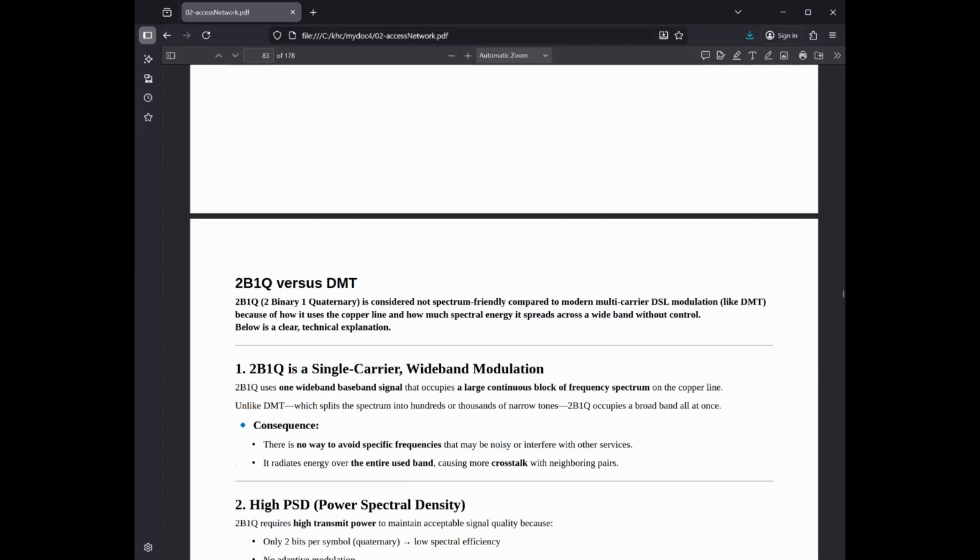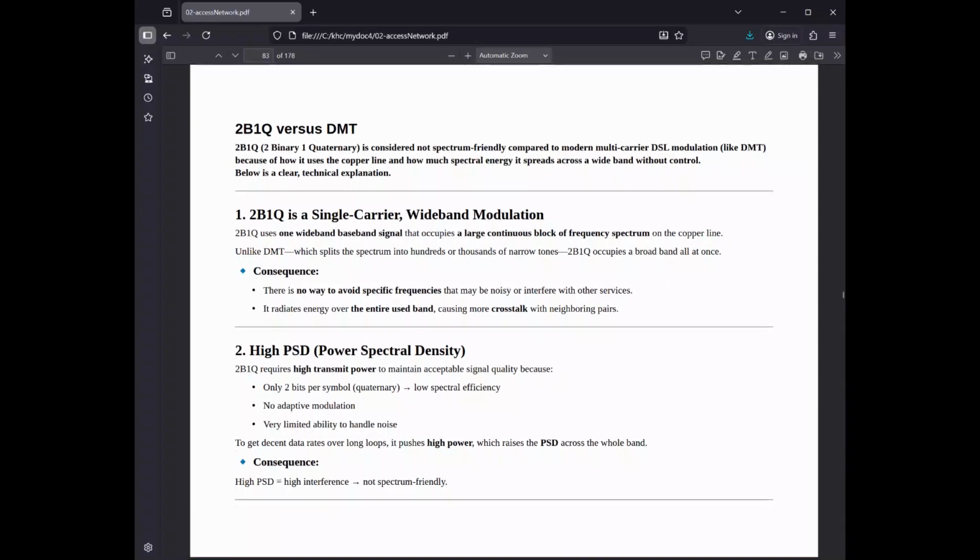2B1Q versus DMT. 2B1Q and DMT, discrete multitone, are two methods used to encode and transmit digital data over copper telephone lines. While both are used in DSL, digital subscriber line, technologies, they represent two different generations of communication philosophy. One is a simple, single-carrier baseband code, while the other is a sophisticated, multi-carrier modulation system.